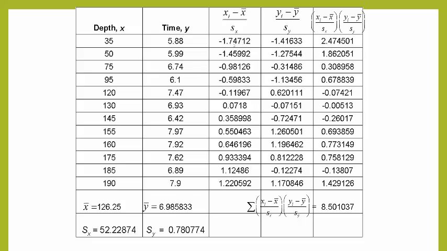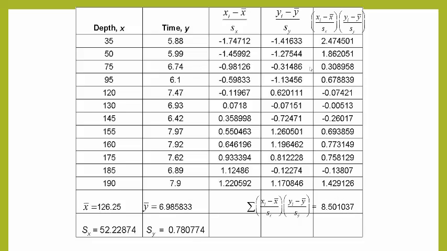For this number right here, I took the depth, 35, minus 126, then divided by this. To get this number, I took 50, subtracted this, divided by this. I did that for all the x's. Then for the y's, like this y value right here, I took 5.88, subtracted away the average, and whatever that number is, I divided it by the standard deviation. I did that for all the y's. Then the formula tells me to take this value and this value and multiply them. I did that for all of these. And the last thing I did was sum it up, and I got this.